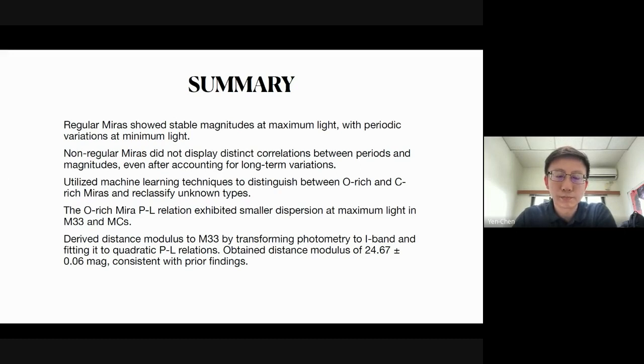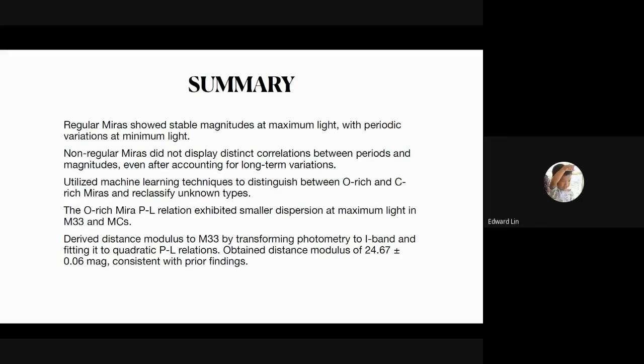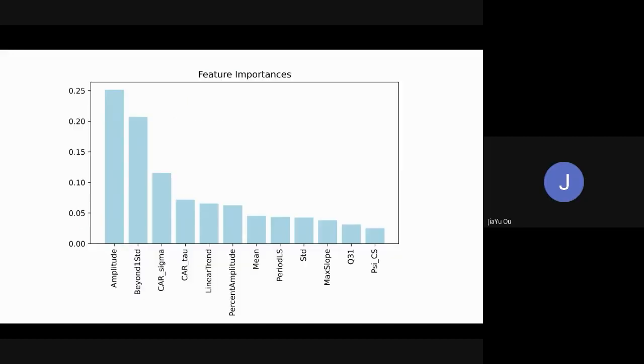Yeah, please. Can you talk more about your features? You put the features into the random forest, right? Can you talk about those features? Yeah, I use the features of the time series.